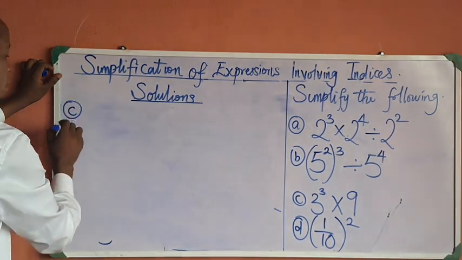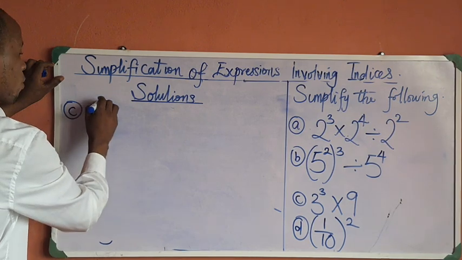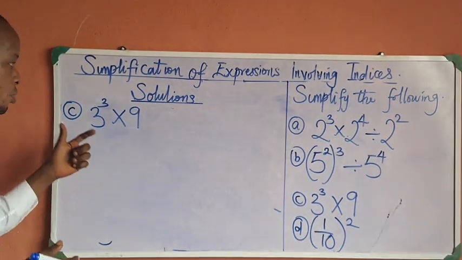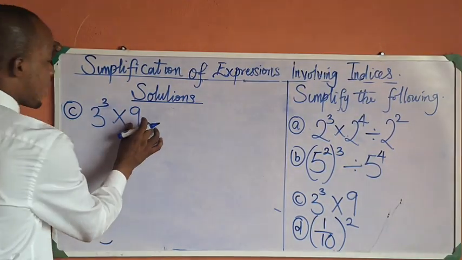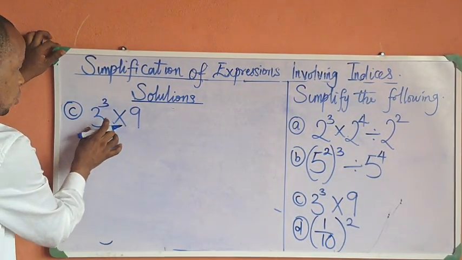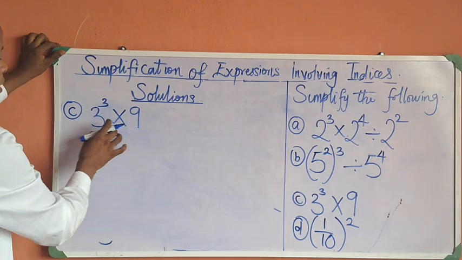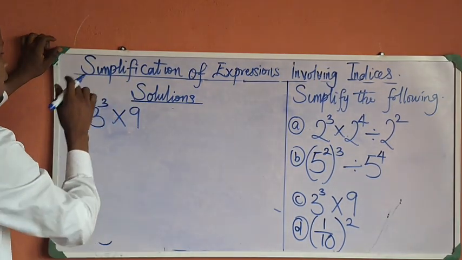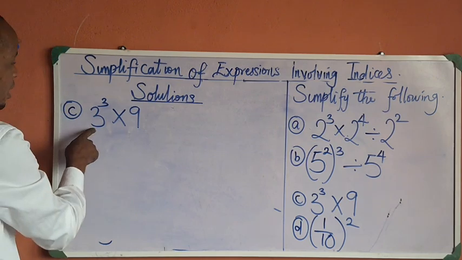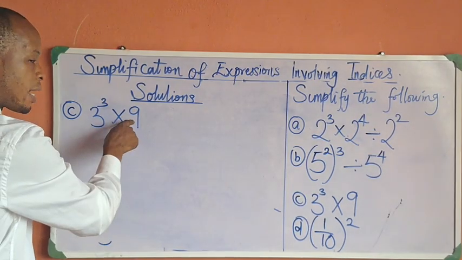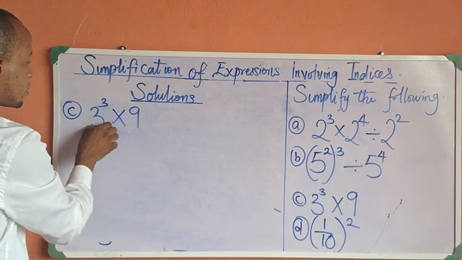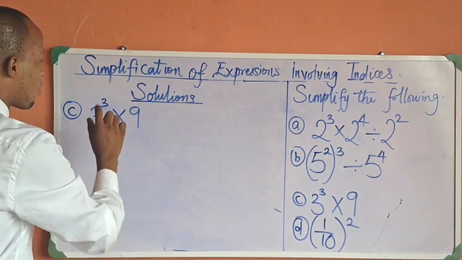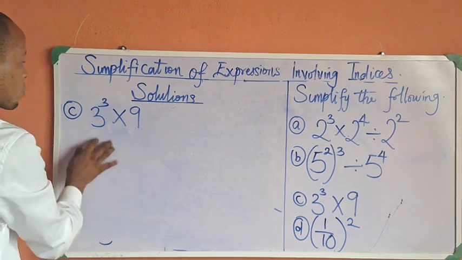Question C says that I have 3 raised to power of 3 multiplied by 9. What are we supposed to do? We are going to express 9 as a power of 3. What does that mean? We are going to look out for the number of times 3 can be multiplied to give us 9. That process means that we are expressing 9 as a power of 3.